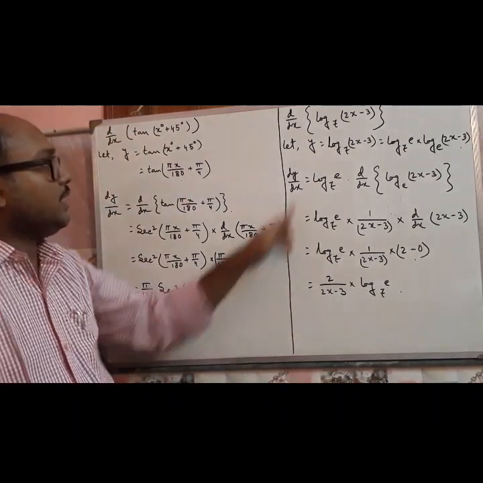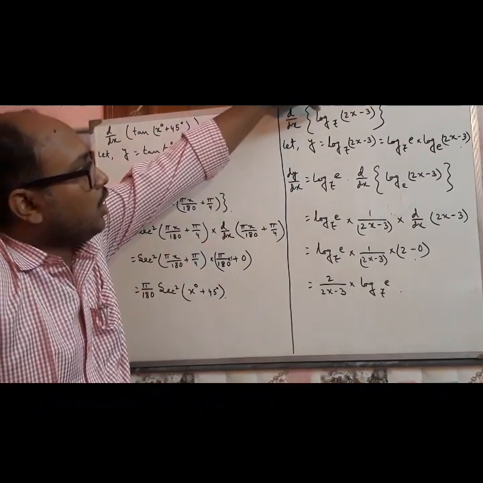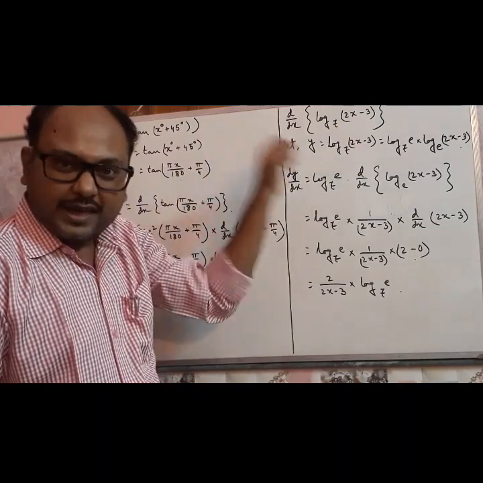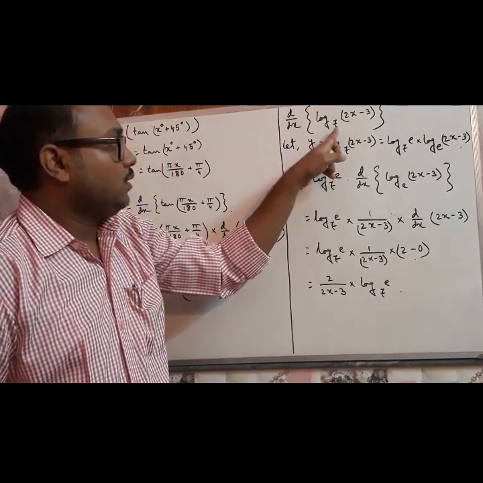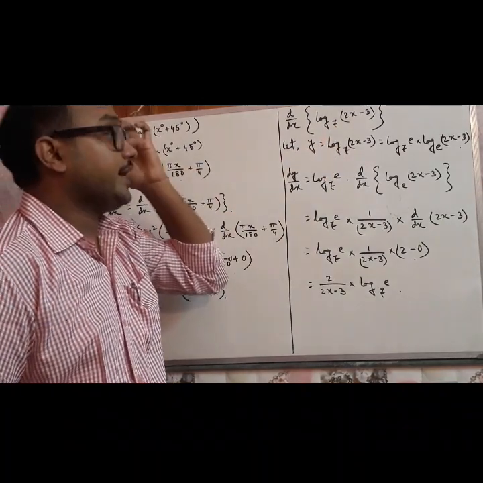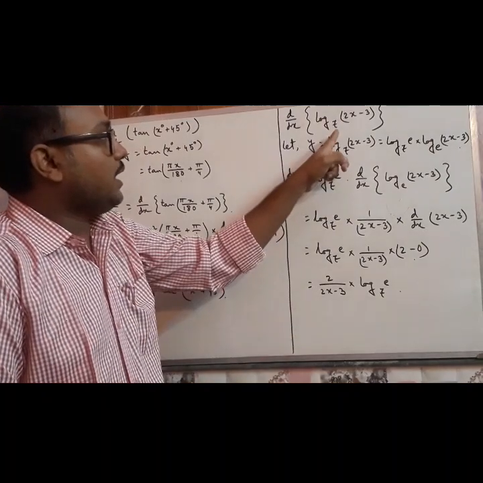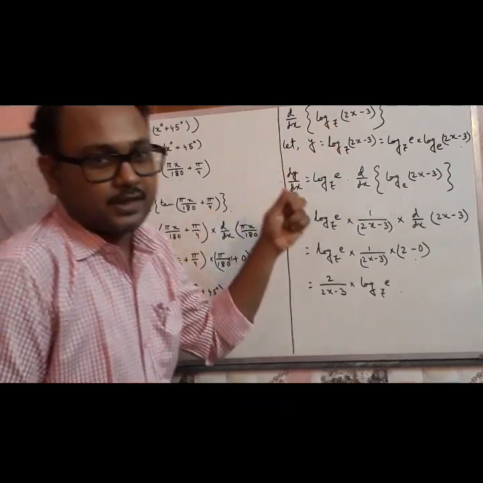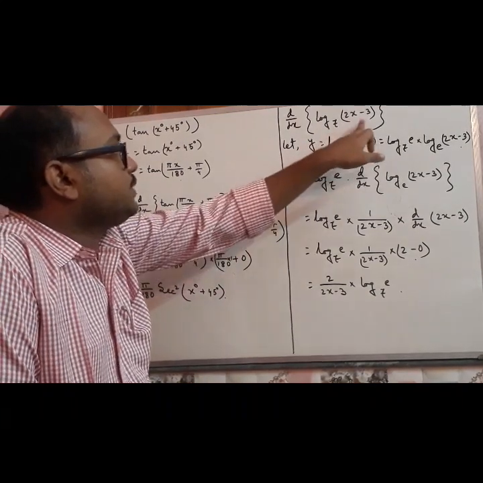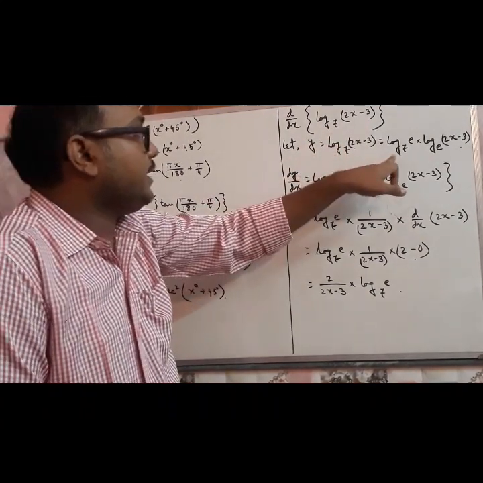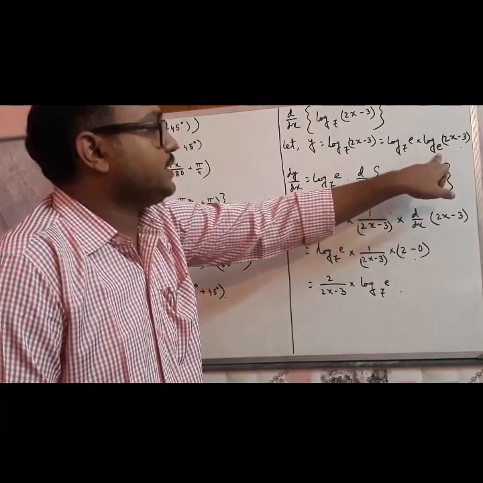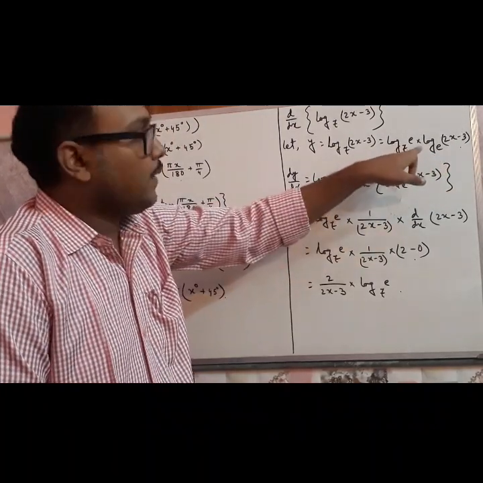Now the second sum, the derivative of log base 7 of (2x minus 3). Again here you have to convert this base to e, exponential. You can't keep a base except exponential. So this function can be written as log e to the base 7 into log of (2x minus 3) to the base e. This is the property of log.